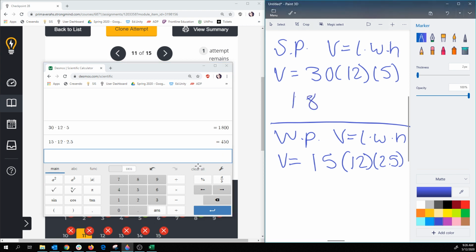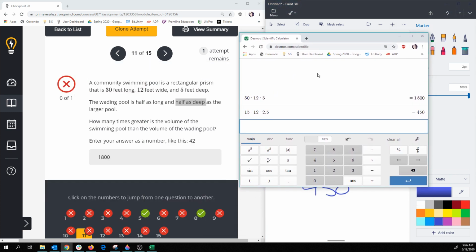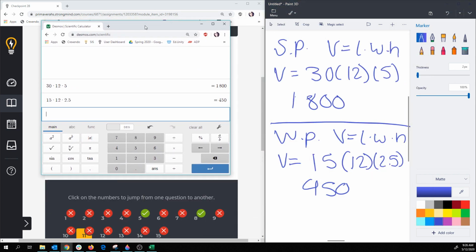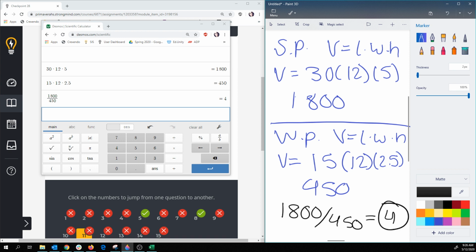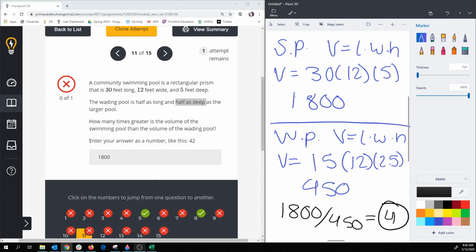So this gives me 1800, and this gives me 450. I want to know how many times greater is the volume. So to figure out how many times greater, the last step we would need to do is division. So we're going to divide our bigger number on top. So 1800 divided by 450, and I get 4. So that tells me that the swimming pool is 4 times larger than the wading pool.